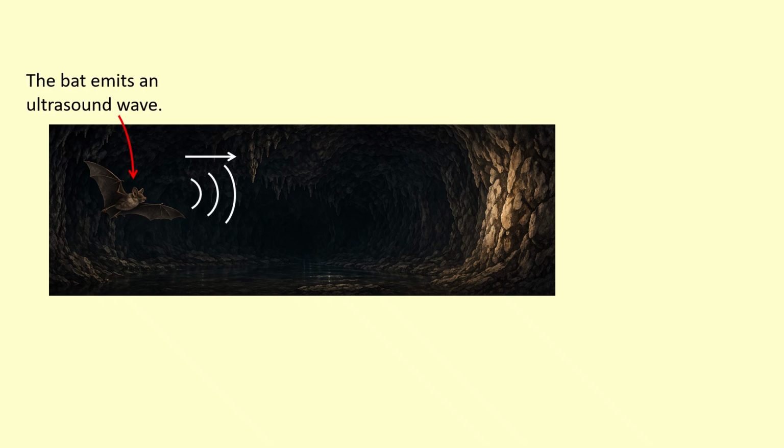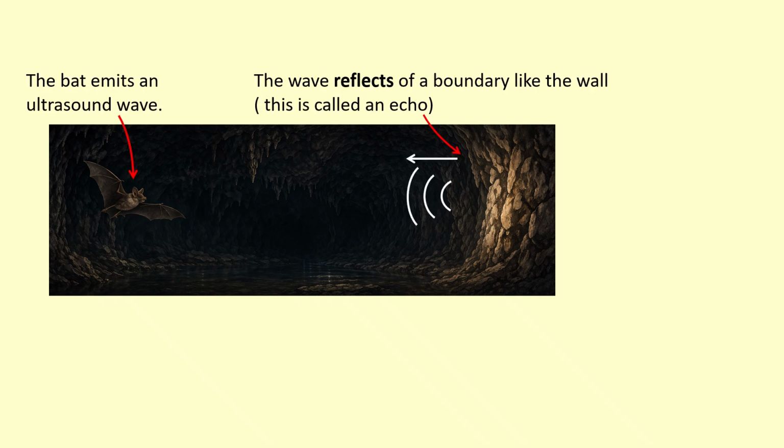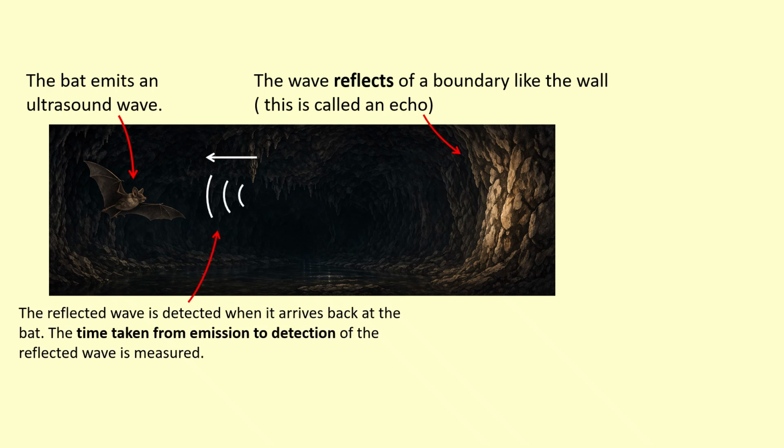Okay, so let's use this bat as an example. It's going to emit an ultrasound wave. The ultrasound is going to reflect off the wall. This is what we call an echo, which is why we call this echolocation. And then it's going to arrive back at the bat. And the bat basically times how long it took for the wave to be emitted and to reflect off the wall and come back. And then in the bat's head, it's going to do some maths.